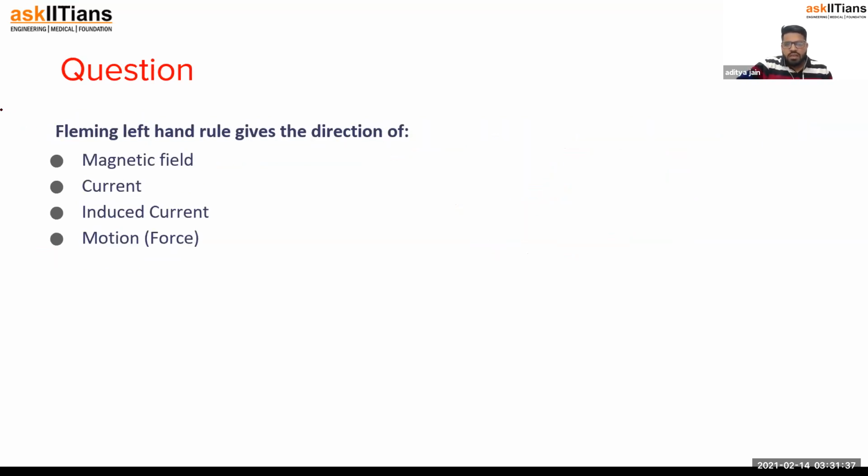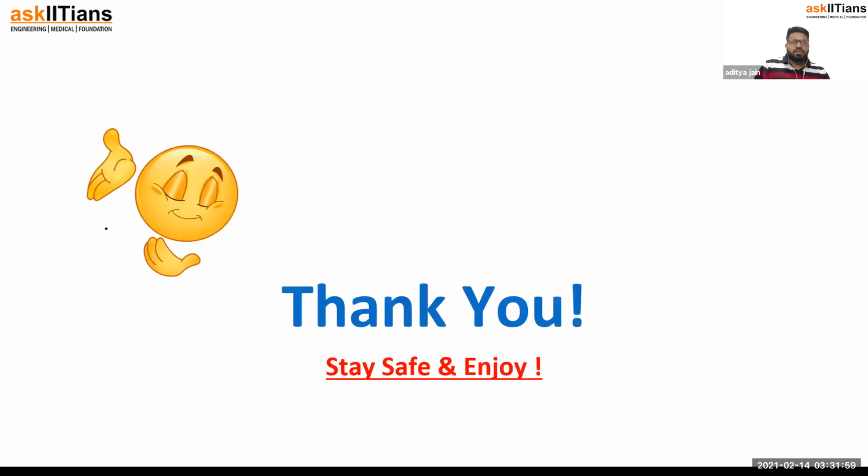Clear? Now next question: Fleming's left-hand rule gives the direction of what? This is a pretty much simple question. Magnetic field, current, induced current, force? So it is basically giving the direction of force. Fleming's left-hand rule gives the direction of magnetic force, or you can say the motion of the conductor. Okay, so I think the basic concepts are clear.